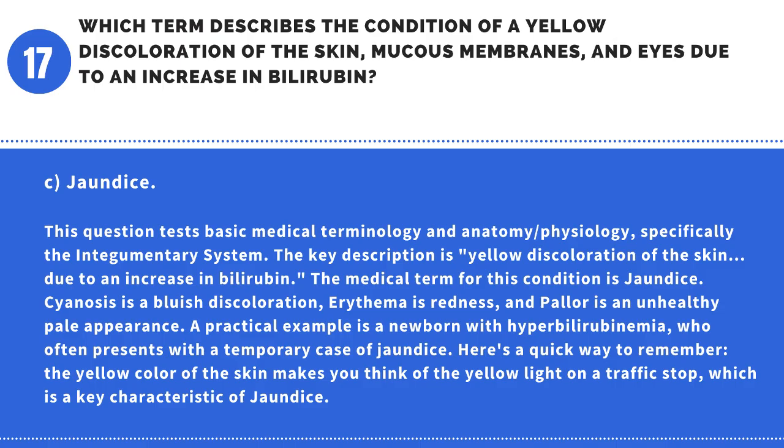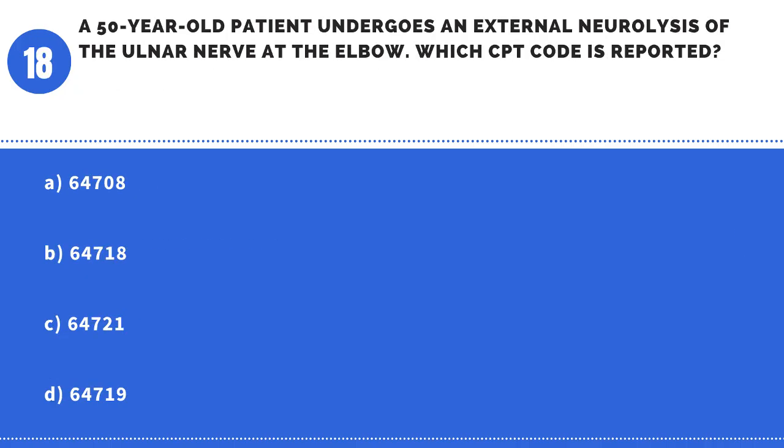The key description is yellow discoloration of the skin, due to an increase in bilirubin. The medical term for this condition is jaundice. Cyanosis is a bluish discoloration, erythema is redness, and pallor is an unhealthy pale appearance. A practical example is a newborn with hyperbilirubinemia, who often presents with a temporary case of jaundice. Here's a quick way to remember. The yellow color of the skin makes you think of the yellow light on a traffic stop, which is a key characteristic of jaundice.